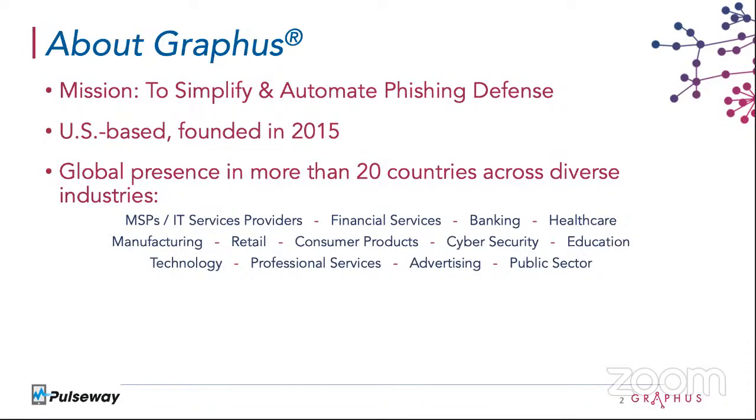So just a brief overview on Graphis. Our mission is to simplify and automate phishing defense. Now, when we talk about phishing defense, we are not just talking about phishing as in credentials theft, but also the entire email security of your email environment. Any kind of social engineering, targeted attacks, threats, they're all covered by our platform. One of the issues that we found was that the systems are too complex and not automated enough, which is causing a bulk of issues.